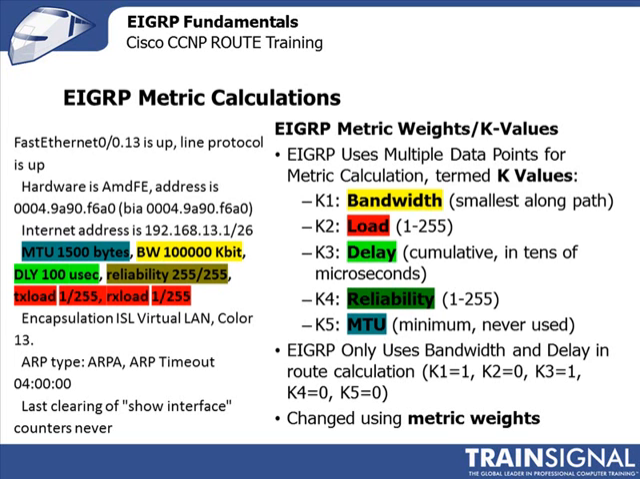Now notice here, if you did the show IP protocols command, it would show K1 is 1, K2 is 0, K3 is 1, because remember K3 is delay, 4 and 5 are also 0. So those all have to match between neighbors for a neighbor relationship to form. If you want to change them, for instance, if you wanted to just take into account bandwidth, you could change it using the metric weights command under the EIGRP process. But these K values are actually important to understand so you know how the pieces fit together in the protocol.